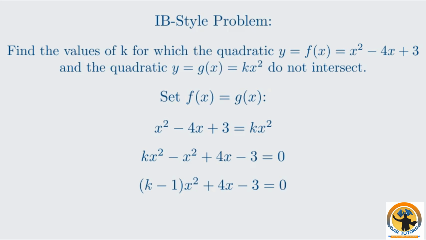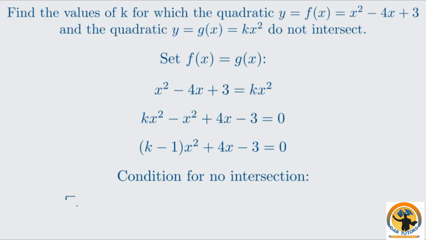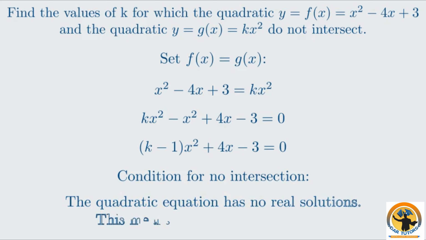The question is about the functions not intersecting. How can we translate this into mathematics? If the functions do not intersect, it means there is no real value of x that satisfies this quadratic equation. For a quadratic equation to have no real solutions, its discriminant must be negative. This gives us our condition.